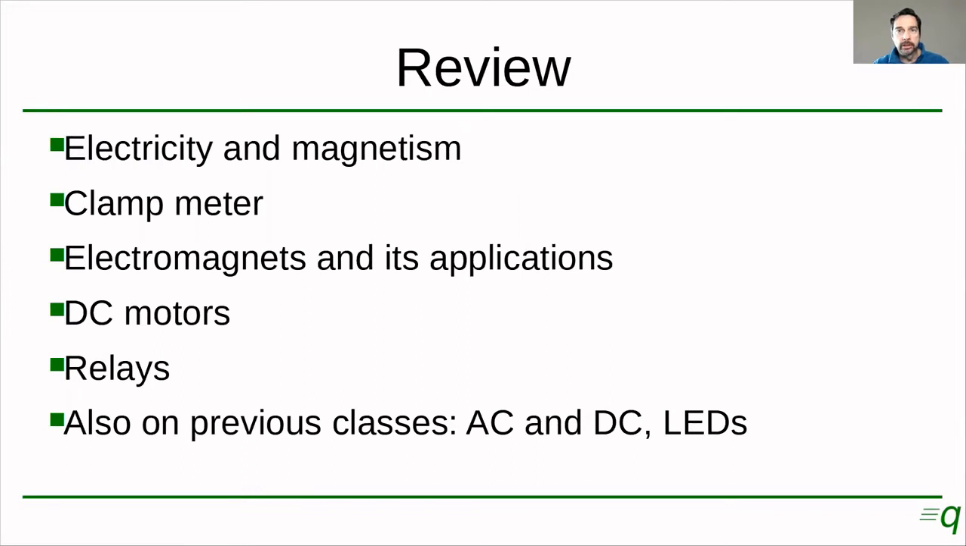As usual, we're going to start by reviewing what we saw in the previous class and some others that are going to be useful to the contents that we're going to see in this one. In class number 5, we studied electricity and magnetism, and we saw applications like the clamp meter, electromagnets, DC motors, relays, solenoids, and all that stuff. Also, in a previous class, we studied AC and DC, what's the difference between those, and we're going to use those concepts as well as LEDs.